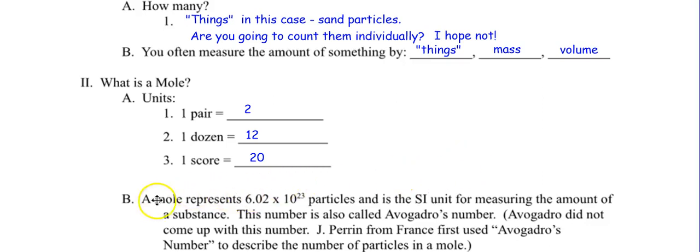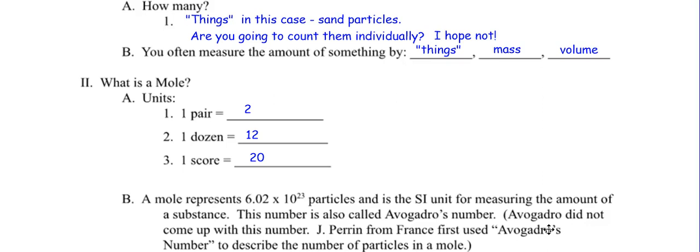So a mole represents 6.02 times 10 to the 23rd particles and is the SI unit for measuring the amount of a substance. This number is also called Avogadro's number. However, Avogadro did not come up with this number. Avogadro found that there was a relationship between the volume and the number of particles. Avogadro did not really know how many particles that was, but he just knew the more particles, the greater the volume. So J. Perrin from France first used this Avogadro's number to describe the number of particles in a mole.